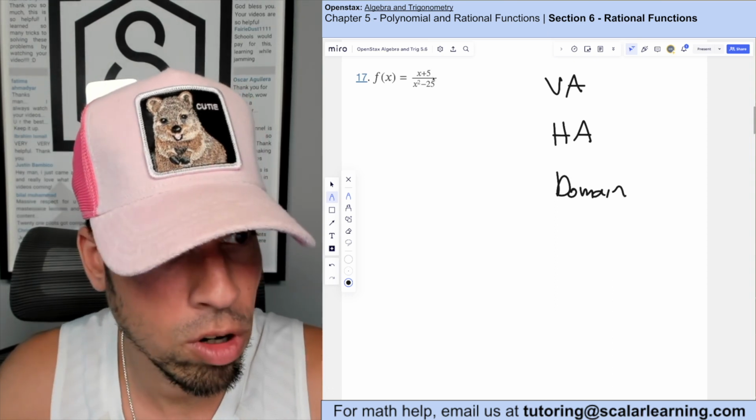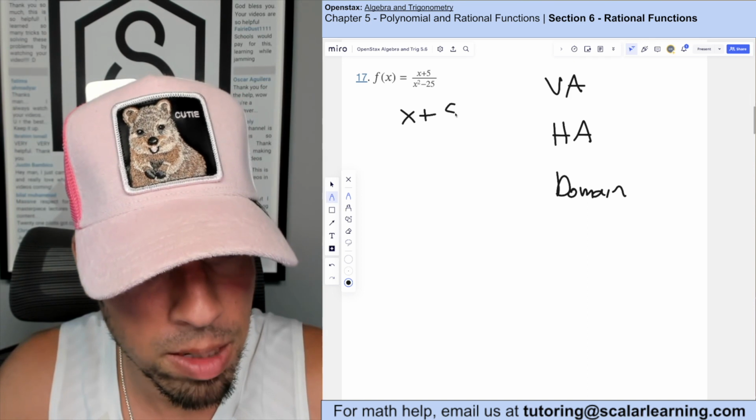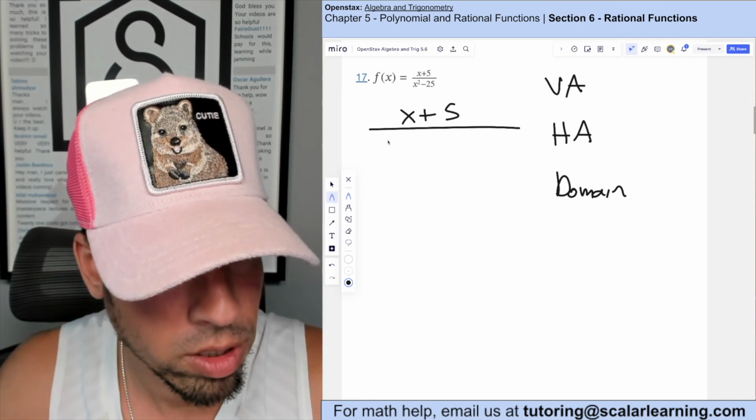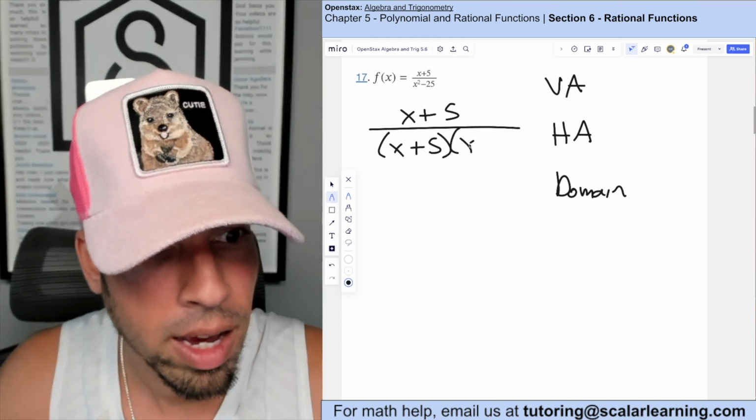For this one, we want to find the vertical asymptotes, the horizontal asymptotes, and the domain at the end. So once again, we're going to start with what's going to zero out the denominator. So I'm going to factor that denominator, but this time I'm going to keep the numerator here as well, and you're going to see why. So that's a difference of squares, and it factors to x plus 5, x minus 5.